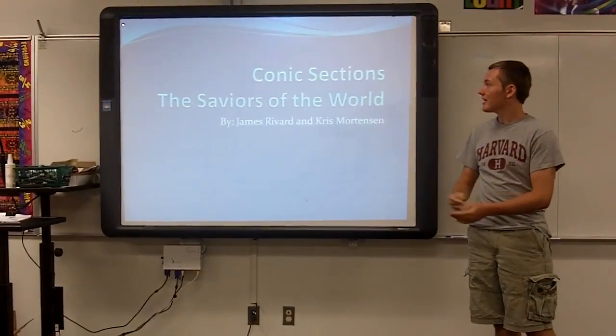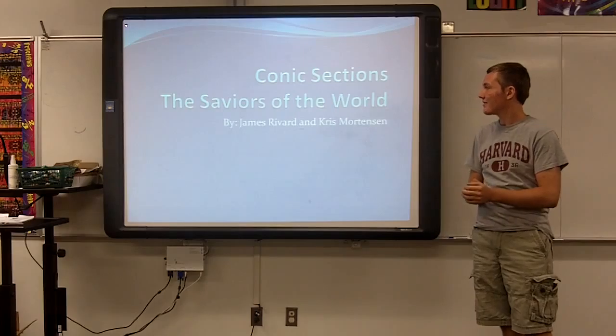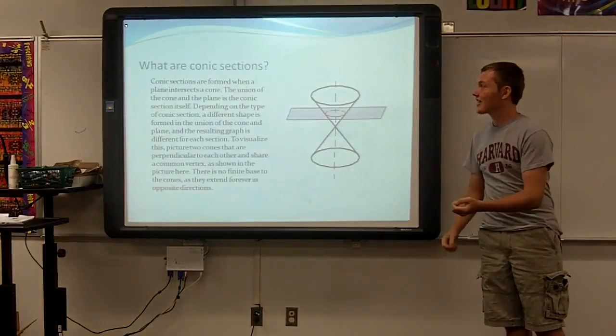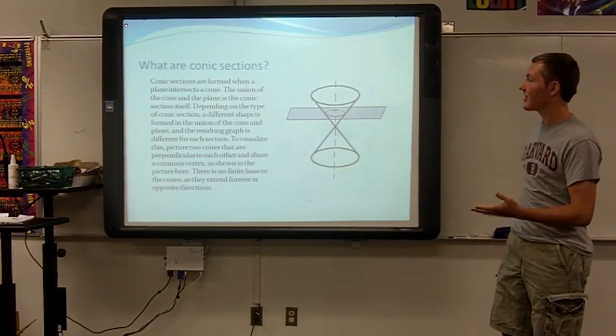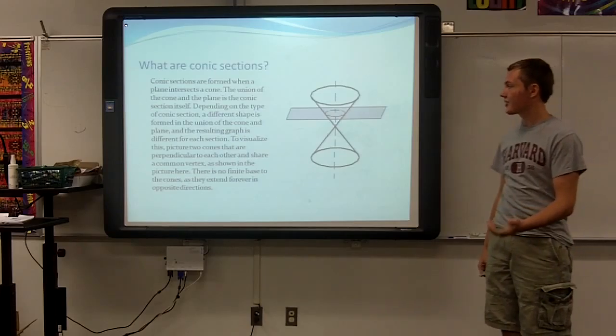Alright, so what we did was conic sections of cones. They're the saviors of the world. How? Why? Alright, so what are conic sections? Conic sections are formed when a plane intersects a cone. The union of the cone to the plane is a conic section itself.